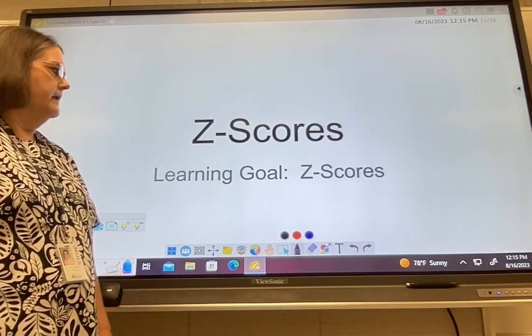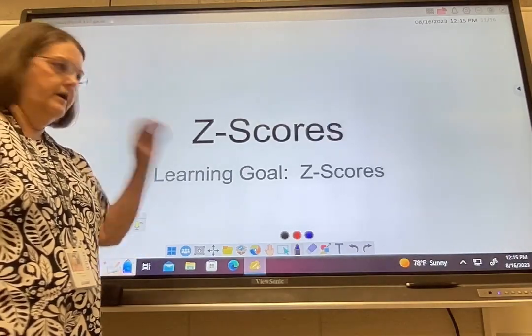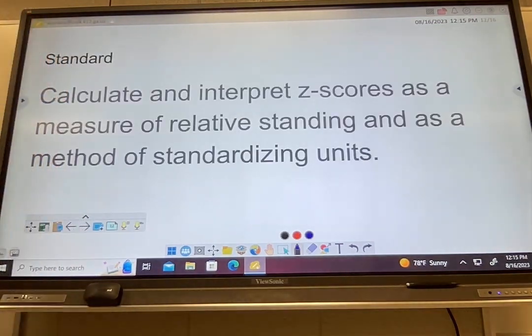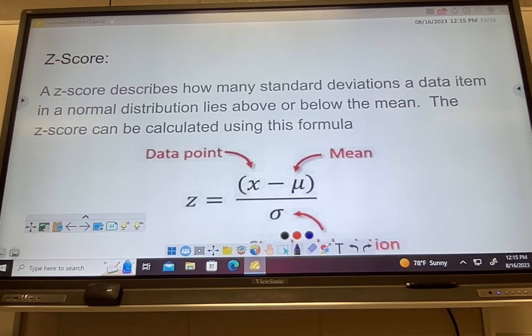Okay, we are calculating z-scores today, and that's our learning goal for the day as well. You calculate and interpret z-scores as a measure of relative standing, as a method of standardizing units. Okay, here we go. This is how a z-score is calculated.